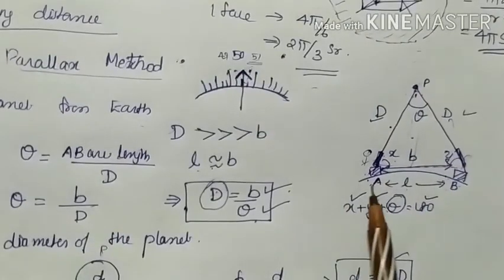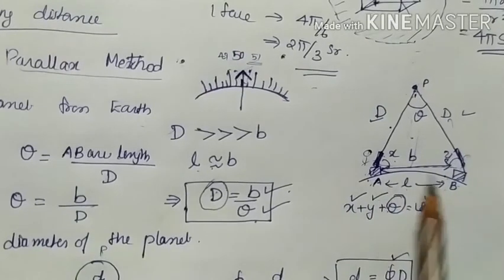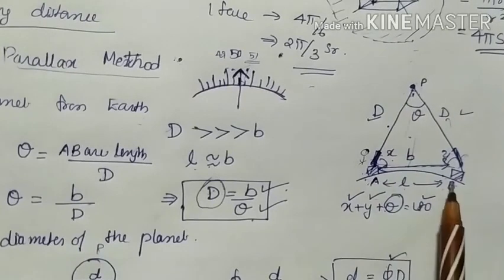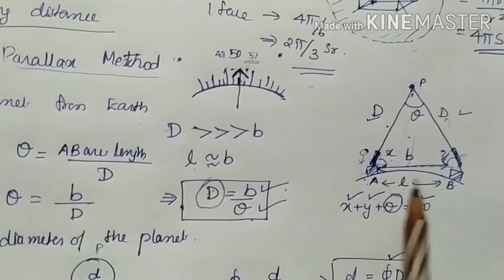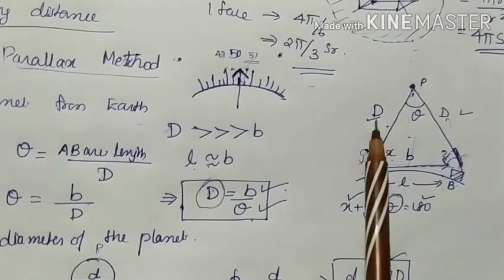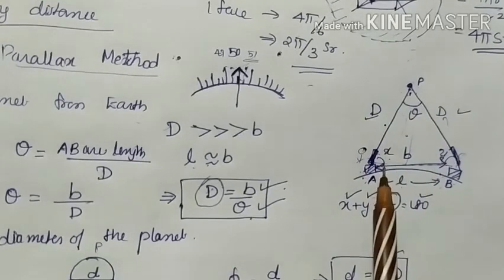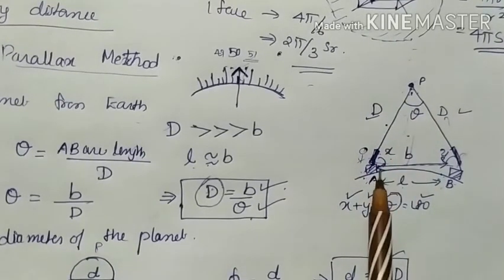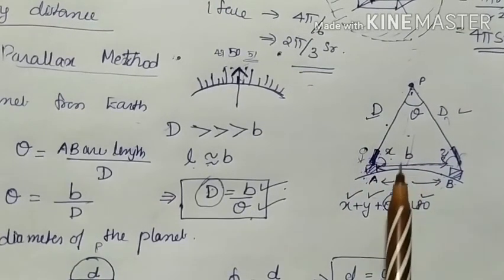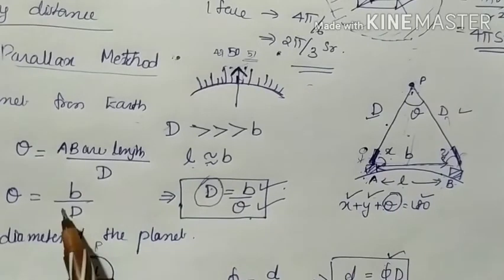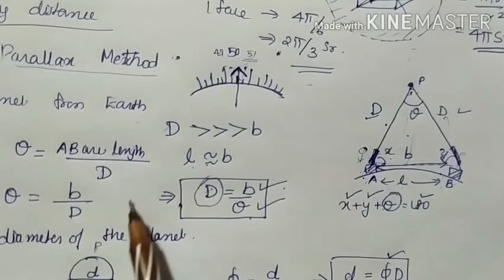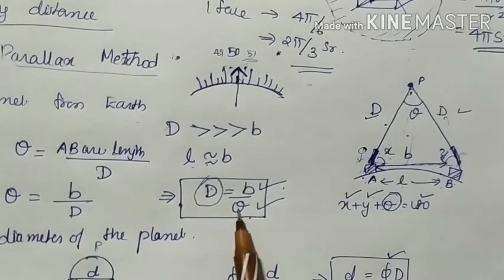We consider two stations on Earth's surface. It is at a distance D from the planet, and theta is the angle subtended at the planet by the two stations. Now L is the arc length between the two stations, and B is the actual distance between them. Since capital D, the distance between the planet and the Earth, is so large compared to the distance between the stations, we assume that B and L are equivalent, so theta is equal to arc length L. In place of L, I am writing B divided by capital D. Capital D is equal to B by theta.